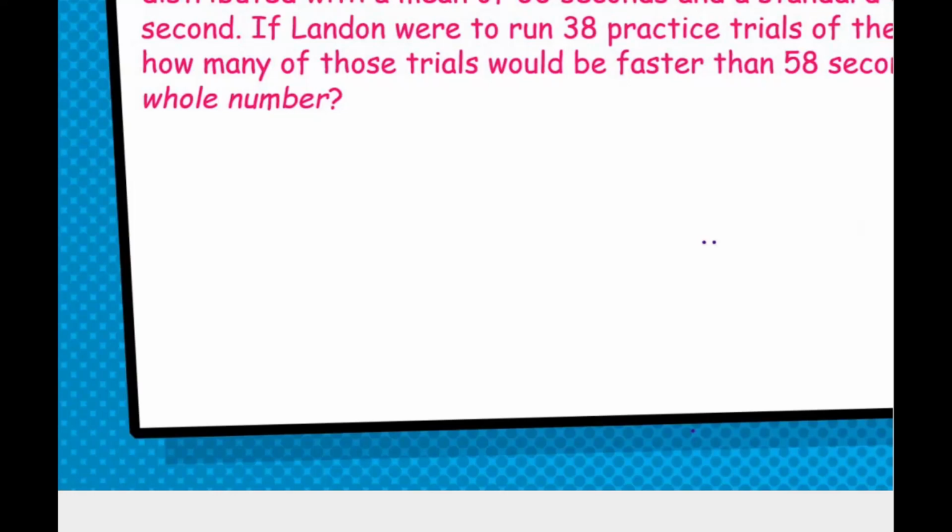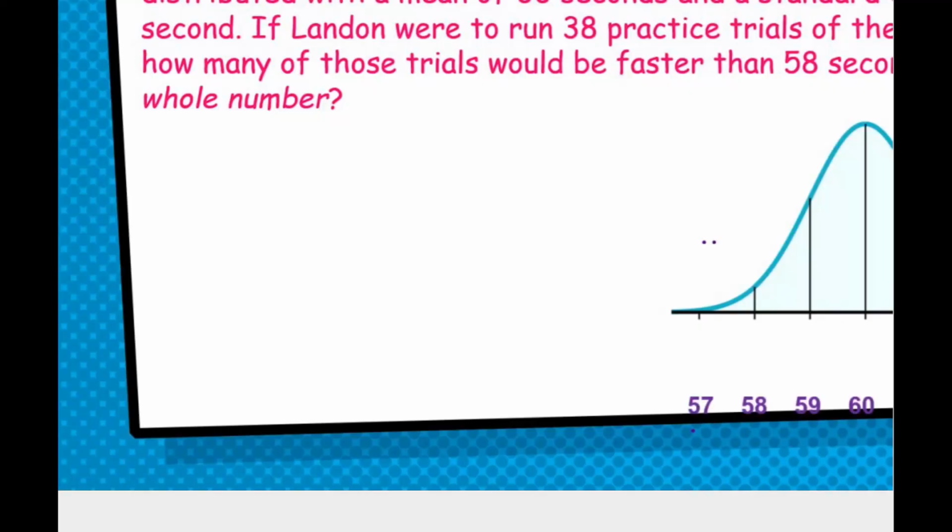So we're going to start by setting this up, and that 38 practice trials is what we're going to deal with at the end. We're going to first figure out the proportion that he would run faster than 58 seconds, and then we're going to apply that to if he ran 38 practice trials. So if I set this up, 58 seconds would be about right here, and for him to run faster than that, he would want to run less than 58 seconds. So that would be this area right here, which should be a very small proportion of this problem.